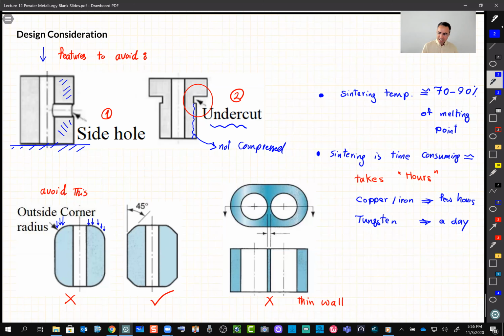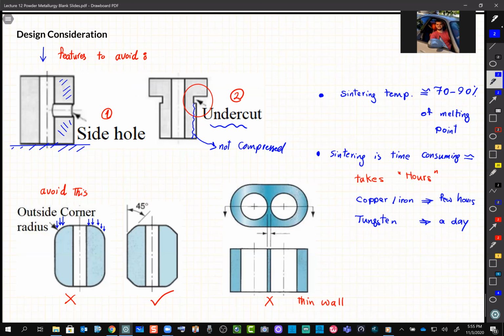All right. So that's it, guys. Thursday, we will talk about another process, which is forging. And after learning about forging, then we are ready to move to a relatively newer process, which is additive manufacturing next week.